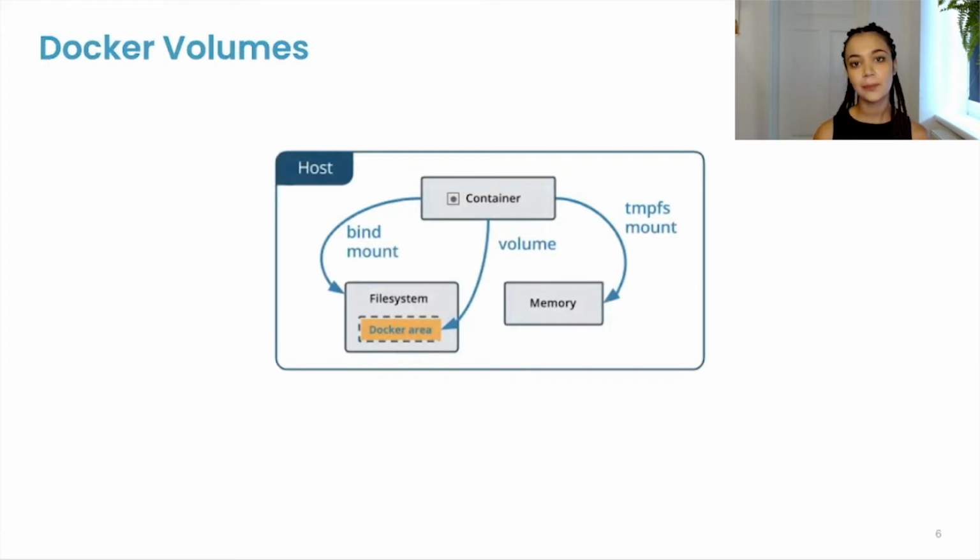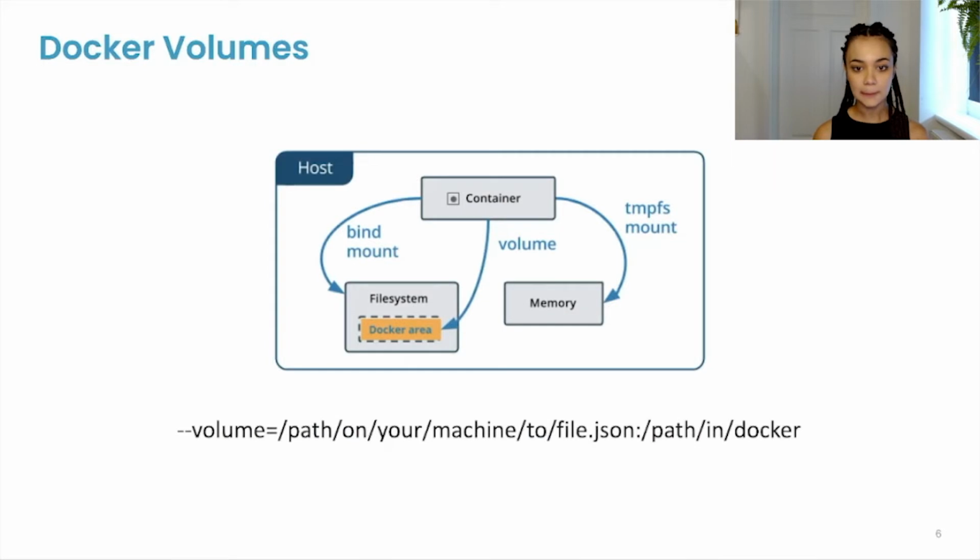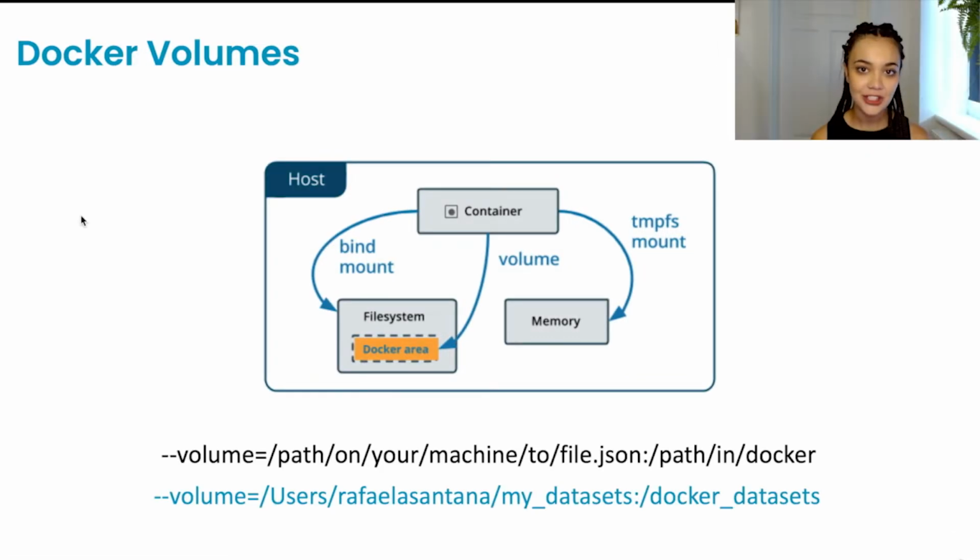So when I want to import files from my local file system to CrateDB, I add these files to CrateDB's Docker container with the volumes flag, which has the following structure. So here we have the volume flag equals the path on my machine to my single file or also to a folder with files, and the path in Docker. So in my machine, I create a folder called my datasets, where I will store the JSON file and link this folder to a Docker datasets folder in the Docker container.